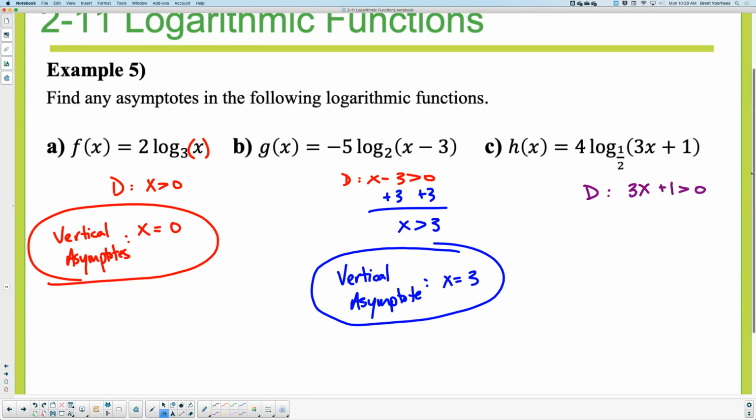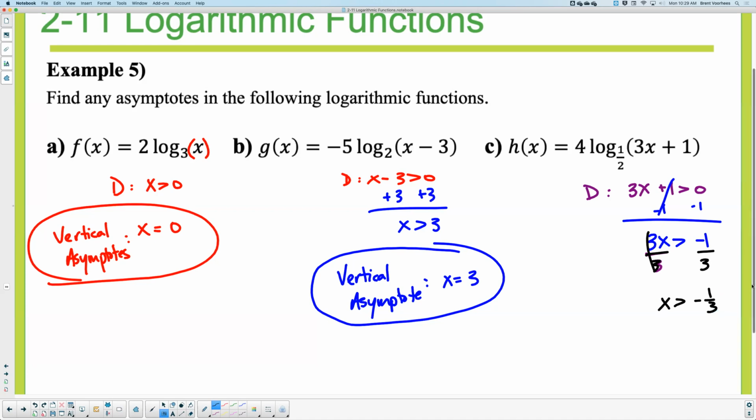So we go to solve this. What would we do first? Subtract 1. Good algebra. So we have 3x is greater than negative 1. Now what? We divide by 3. We now find out that x has to be greater than negative 1/3.